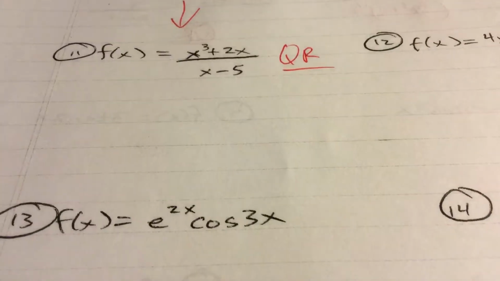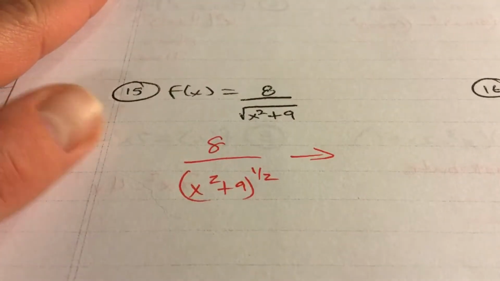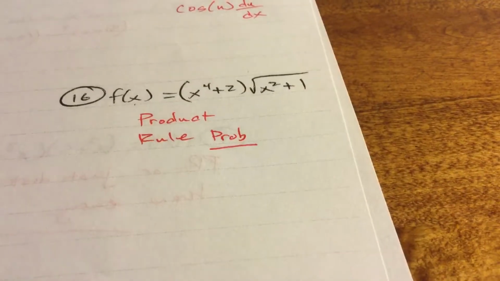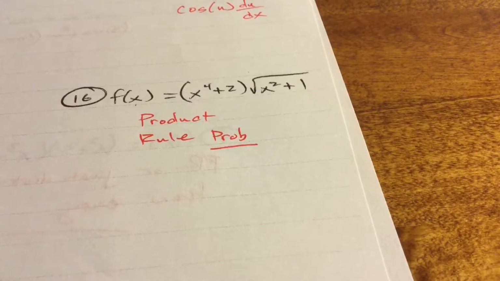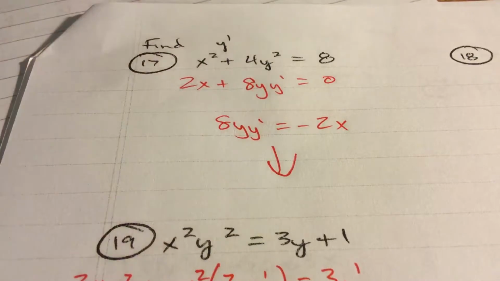Just do 12 and 13. This is like sine u, so it would be cosine u times du/dx, and the du/dx is going to take a little bit because that's going to be 1 over x to the 3rd times the derivative of x to the 3rd. I would write it like this, then do the quotient rule on 15. Then I would do the product. You're probably going to have to do the product rule: derivative of the first times second plus the first times derivative of the second. That's your first 16. Find y prime, implicit differentiation.